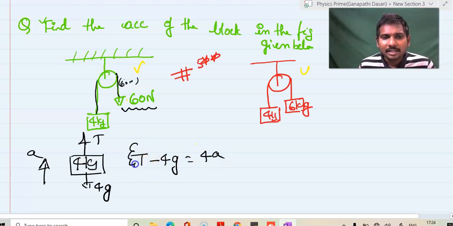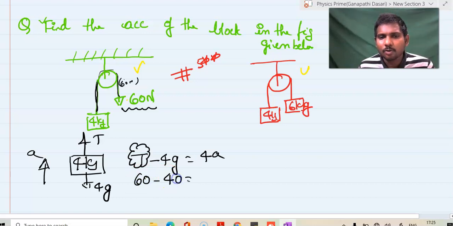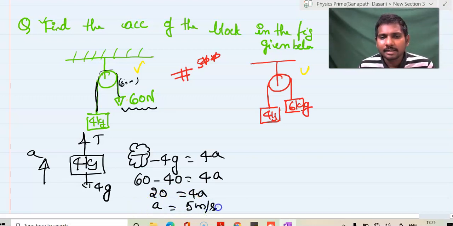T is how much? It is one continuous string. There's only one string here. That entire continuous string tension will become 60 newtons. So 60 minus 40 is equal to 4a. That means 20 is equal to 4a. Acceleration will become 5 meter per second square. This is the answer here.